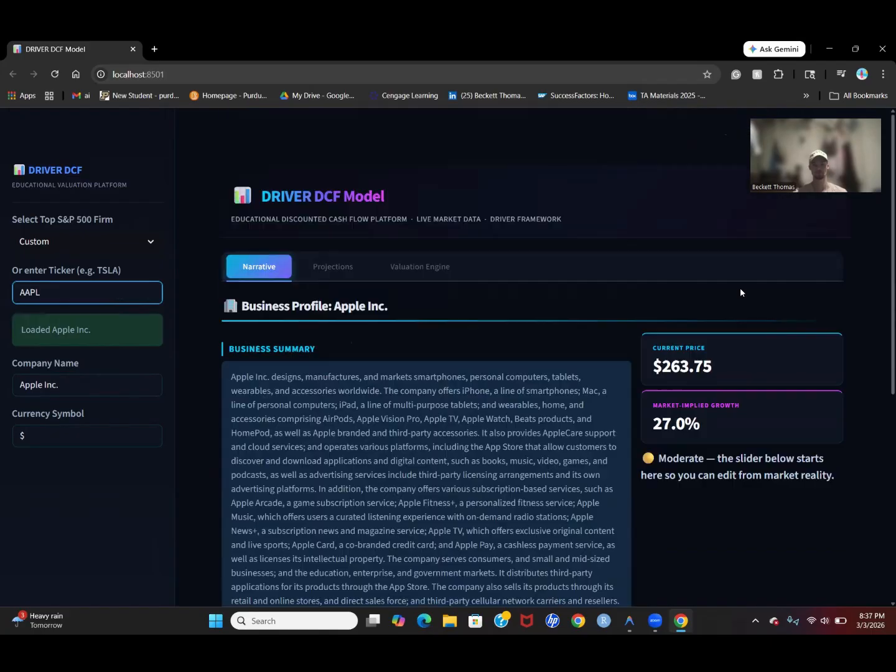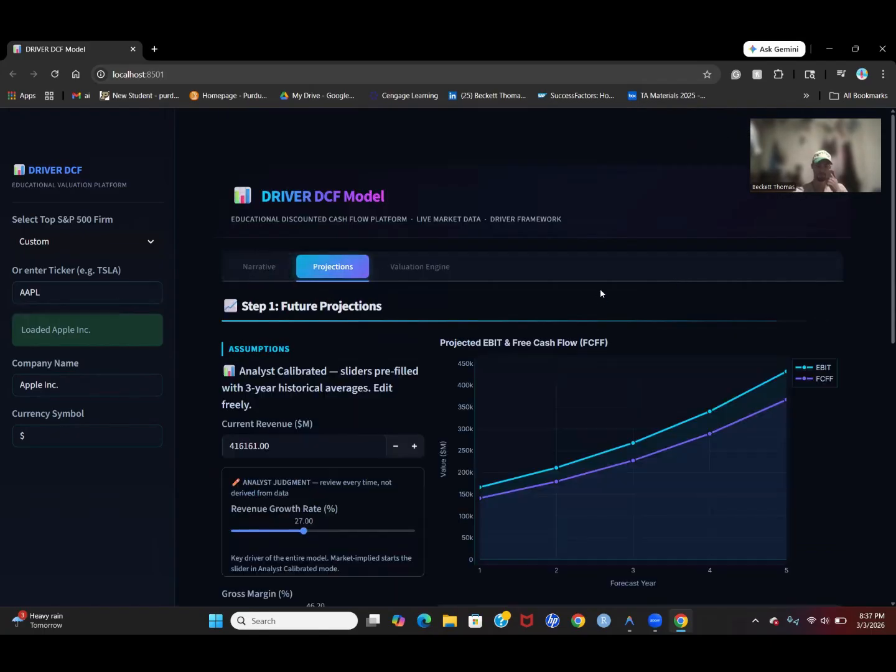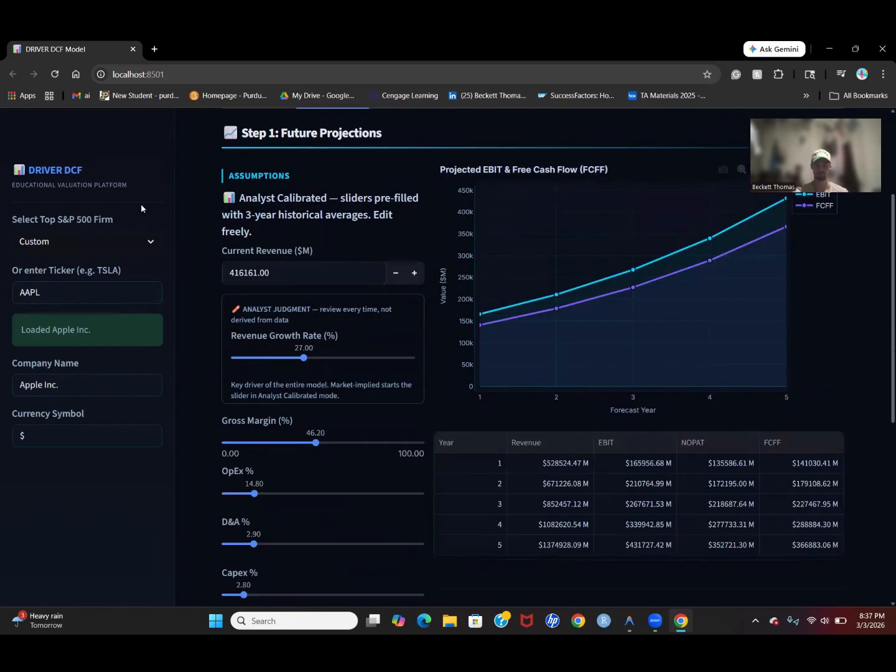Now, let's move to the Projections tab. On the left, we see our model input, our assumptions. On the right, we see our output, projected EBIT and free cash flows to the firm over the 5 years. Let me walk you through the key assumptions.